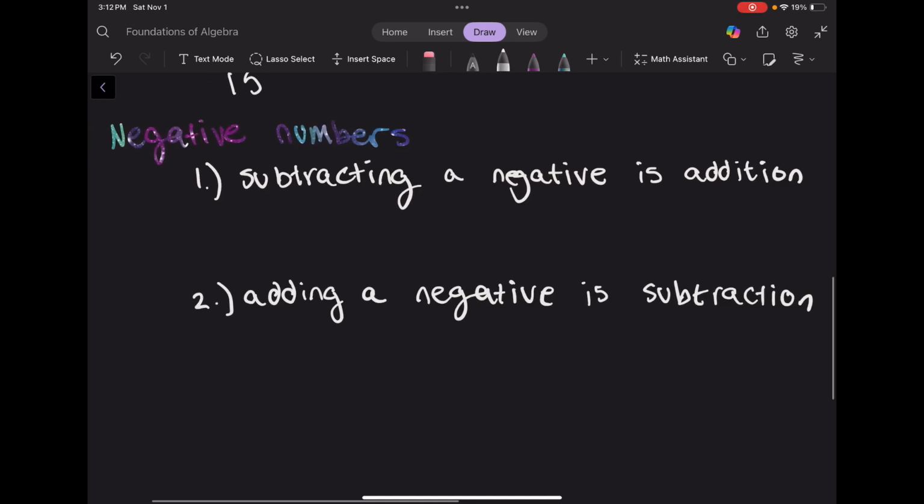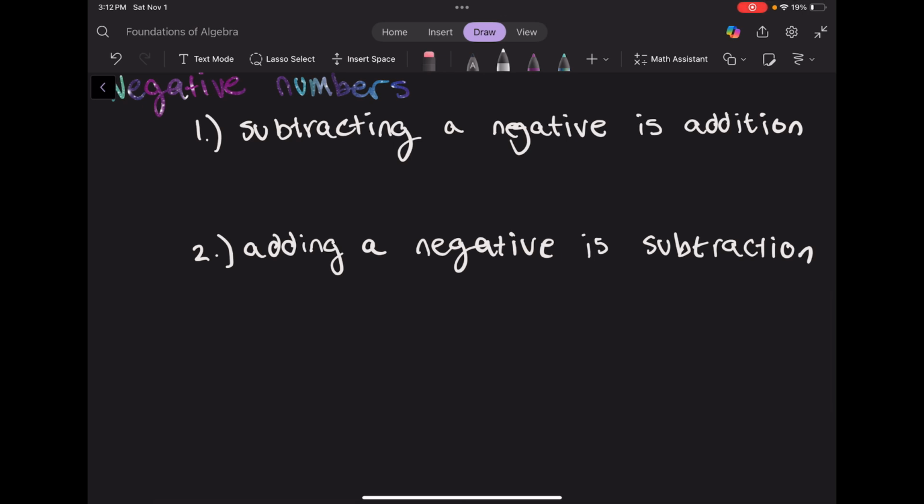All right, so let's move on to negative numbers. When we're working with negative numbers, there are these two, I don't want to call them rules, but just things to keep in mind. When we're subtracting a negative, it's addition, and when we're adding a negative, it's subtraction. What the heck does this mean? It sounds confusing, and I need to get into an example so you can see.